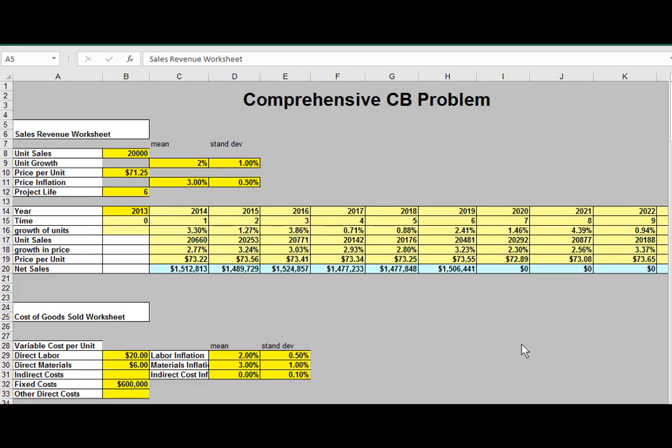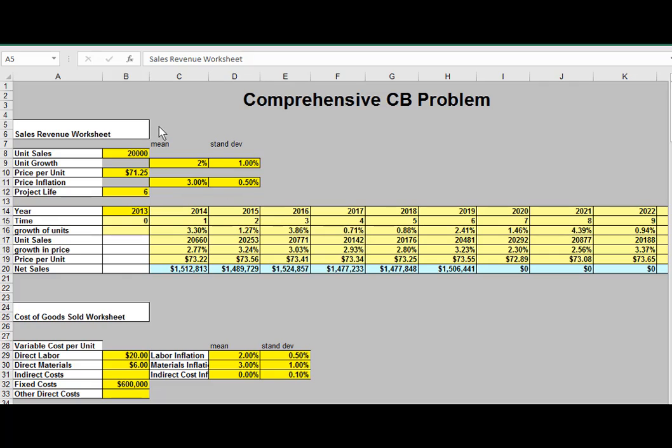In this video, we're going to talk about a comprehensive capital budgeting problem. And by comprehensive, I mean we're going to look at the individual predictions and subparts, if you will, or subcomponents to calculating free cash flow for the company. So we'll start with sales revenue.